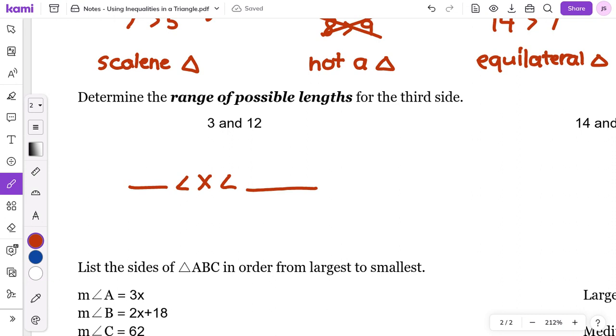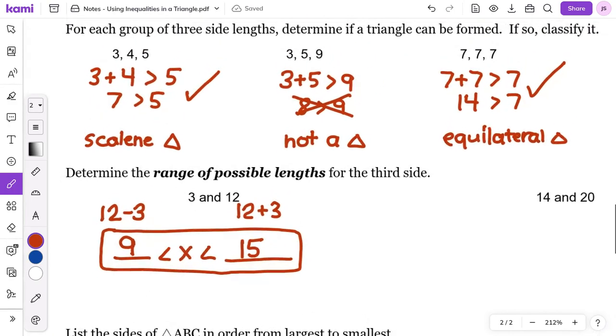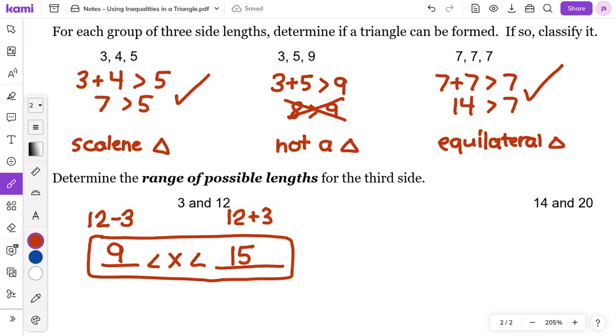And the way that we're going to do that is just to take the two lengths that they give us. We're going to take their difference, so 12 minus 3, which gives us 9. And then we're also going to take their sum, 12 plus 3, which is 15. So I know if my third side is between, not including 9 and 15, if it's between 9 and 15, a triangle would be formed, right? And you would be able to check it like the 4 problems we did above.